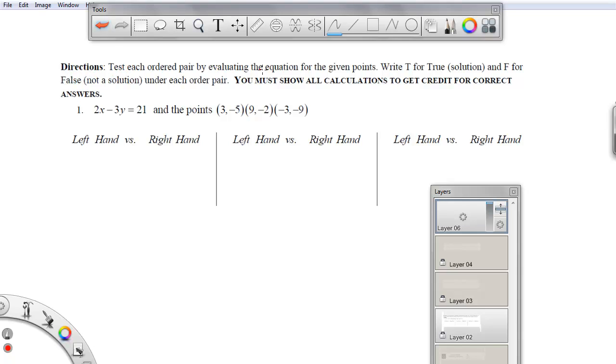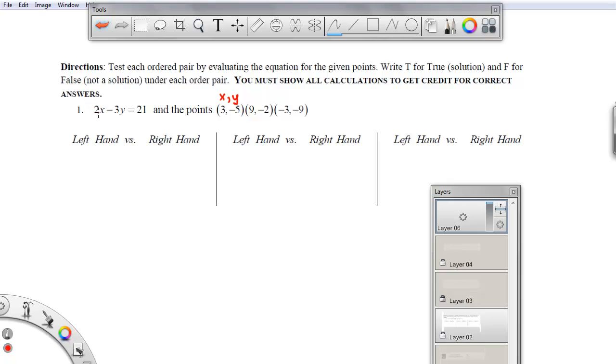Test each ordered pair by evaluating the equation for the given points. Write T for true if it's a solution, F for false if it's not a solution under each ordered pair. You must show all calculations to get credit for correct answers. Okay. So remember that our ordered pairs are an x and a y. The x is first, the y is second.